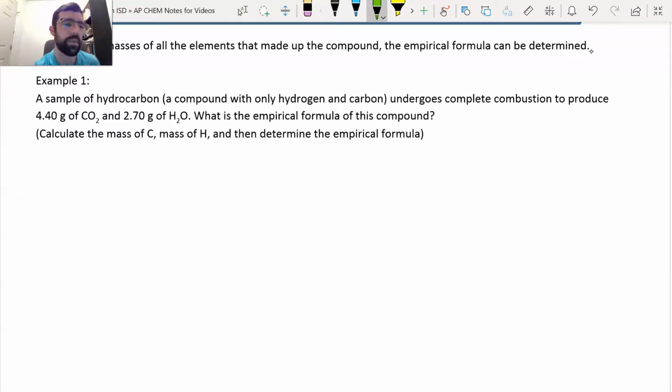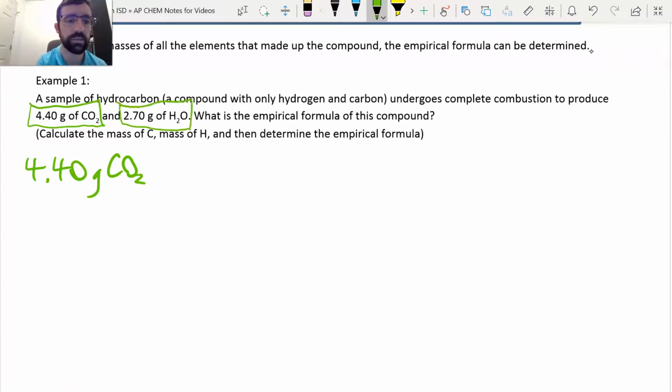So let's do an example of that. It's very similar to something we did the other day, but let's go back through this. Okay, so I have 4.40 grams of CO2. Remember, that's where all of the carbon goes. I have 2.70 grams of H2O, and it asks what is the empirical formula of this compound.